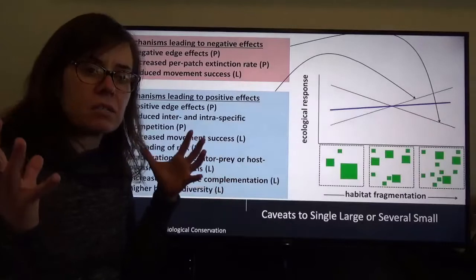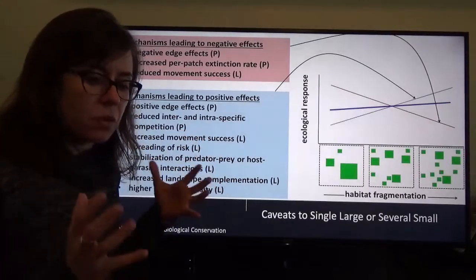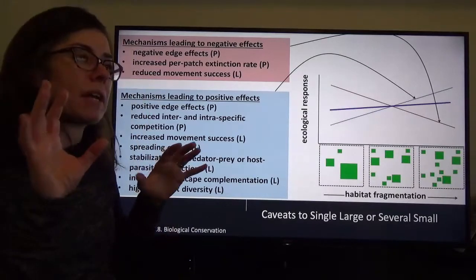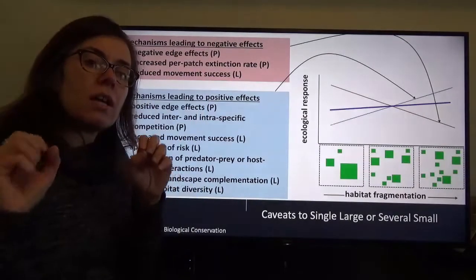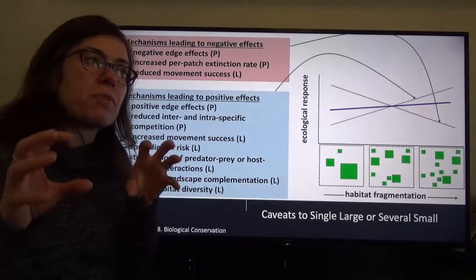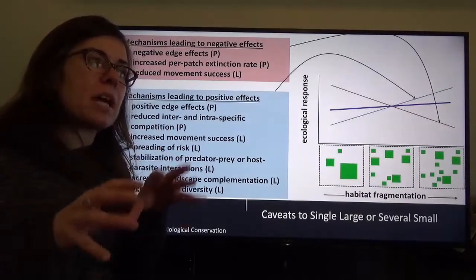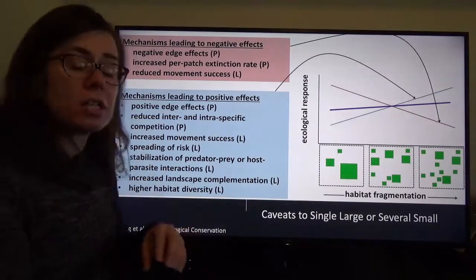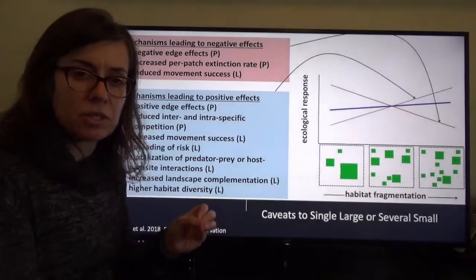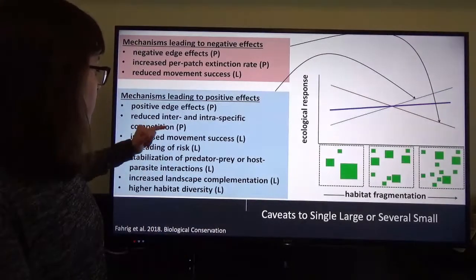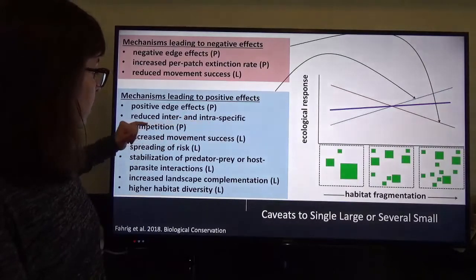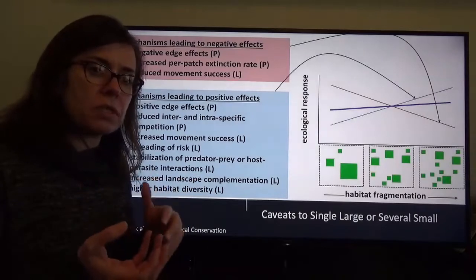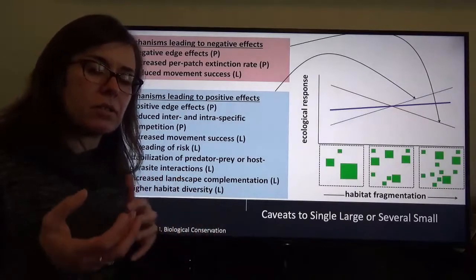you know, the best design for protected areas. But there are a number of mechanisms that could lead to positive effects of having a number of small protected areas compared to a single large one of the same size. So there can be some positive edge effects. We talked about the fact that this increases habitat diversity, right? Reduced inter and intra-specific competition, because not all species will be in the same place, because you'll lose some species in some fragments and they'll be present in others.